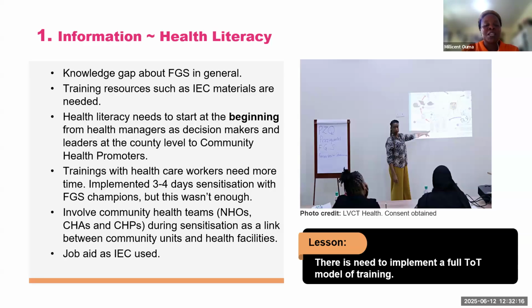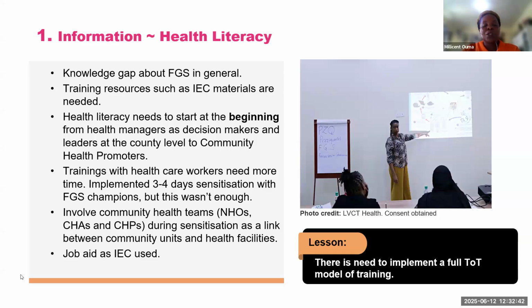We wanted also to have their buy-in and also their input. So that was that. Then the last day, we had to take them through practical sessions, and I'm glad that in this project, we had a consultant gynecologist, OBS-GYN, who was with us all along, and she was able to actually help the trainees understand how to diagnose FGS using also the IEC materials we were having.